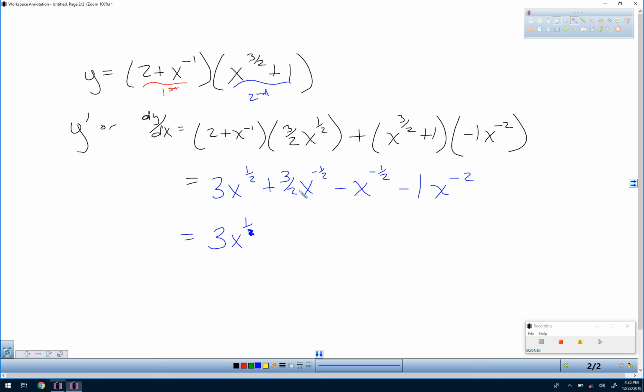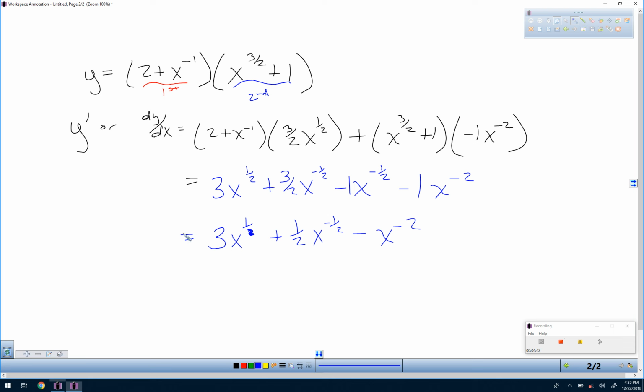3x to the 1/2, and then 3/2 x to the 1/2 minus 1x to the negative 1/2. That would give me plus 1/2 x to the negative 1/2 minus x to the negative 2. And I think I will be fine just leaving it like that. So 3x to the 1/2 plus 1/2 x to the negative 1/2 minus x to the negative 2. That would be the derivative of that function for that one.